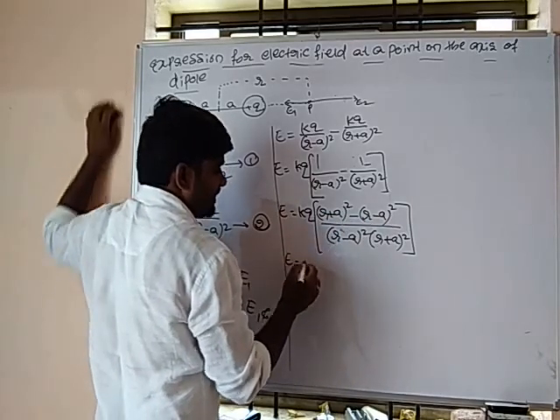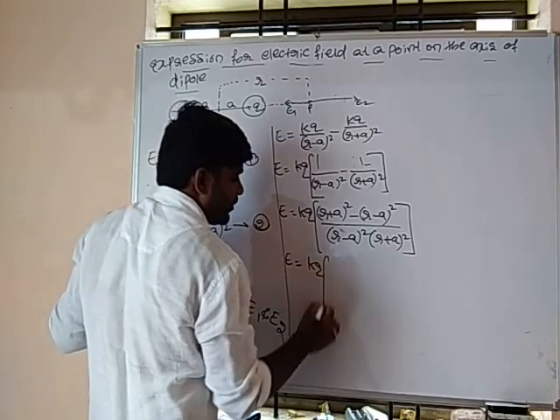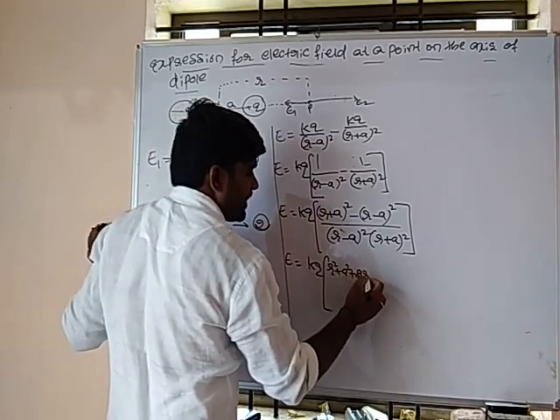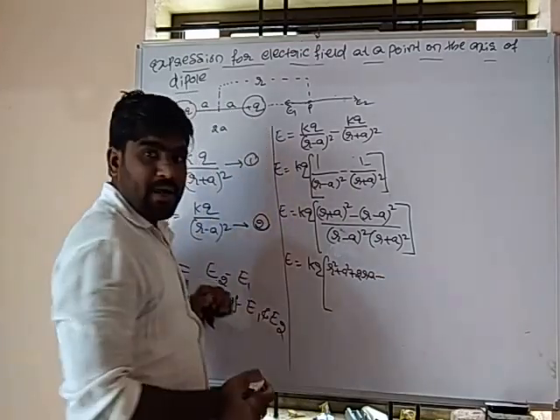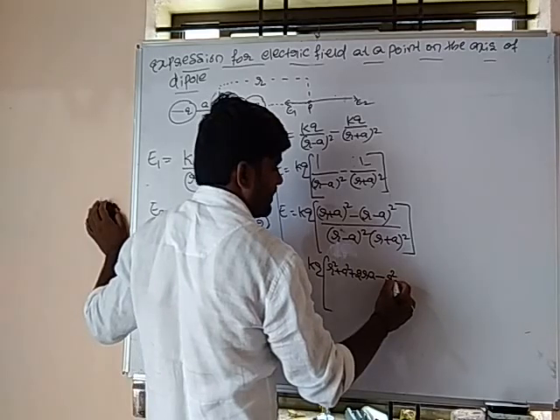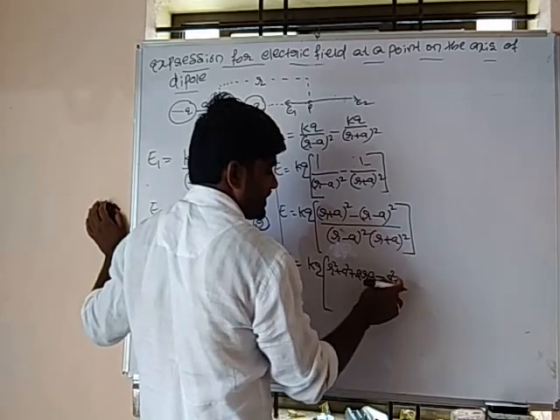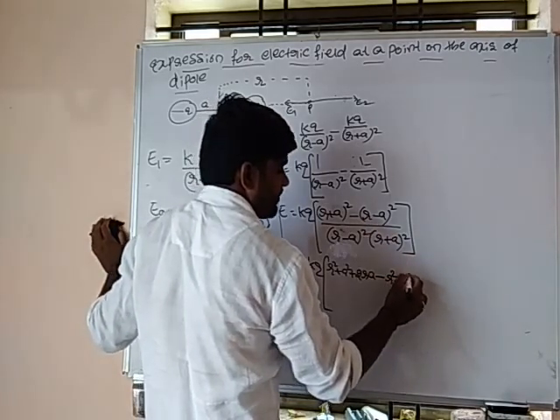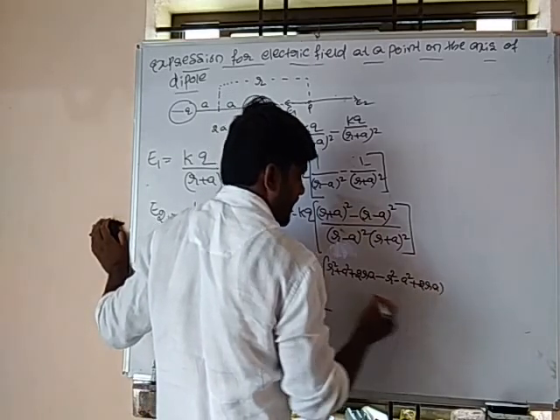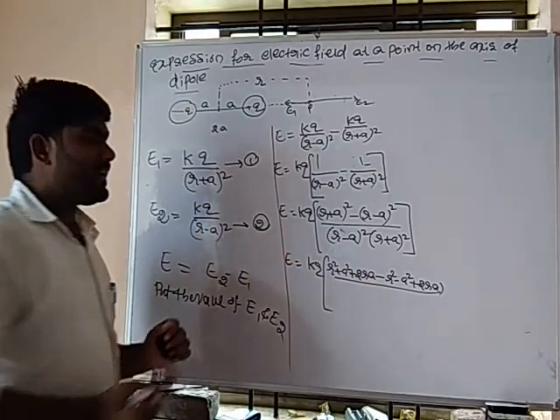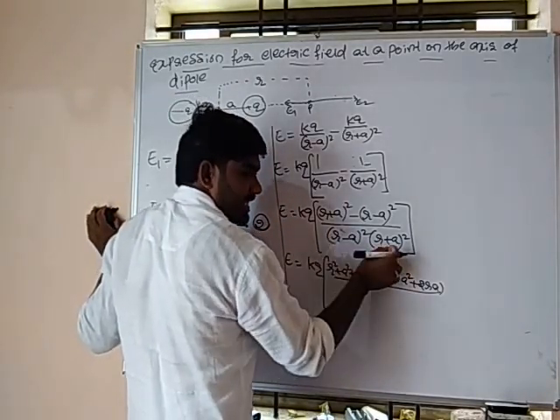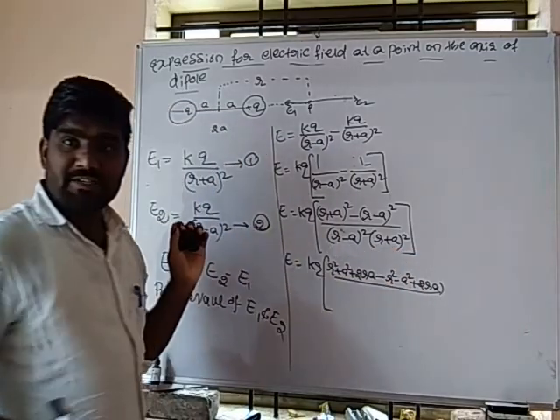Apply this. E is equal to KQ times [R square plus A square plus 2RA, minus (R square plus A square, again plus means it will be minus, minus 2RA, minus into minus will be plus 2RA)], divided by, A minus B, A plus B, it will be A square minus B square.